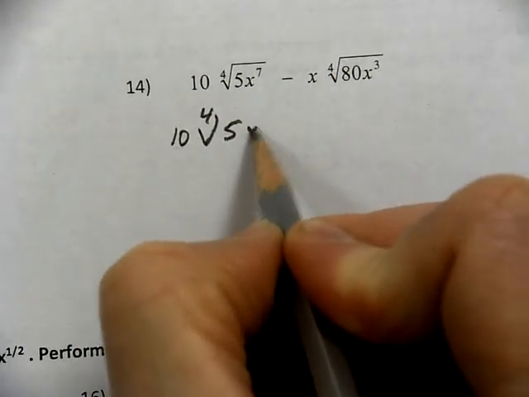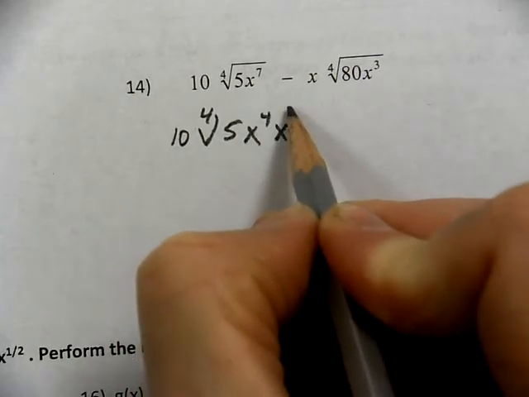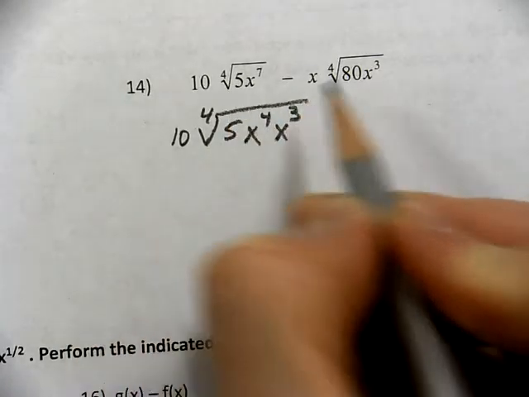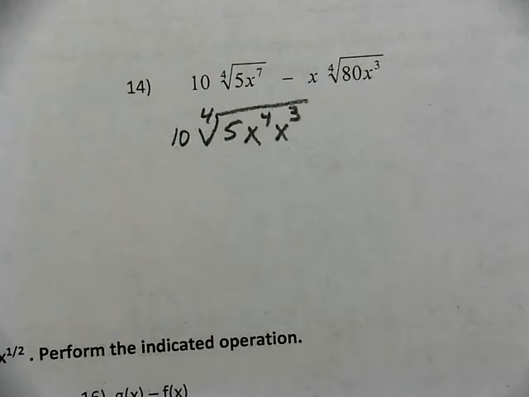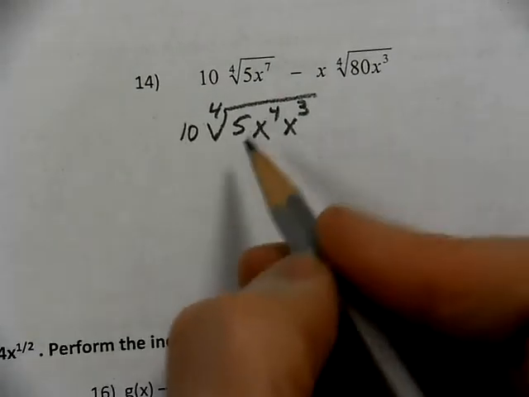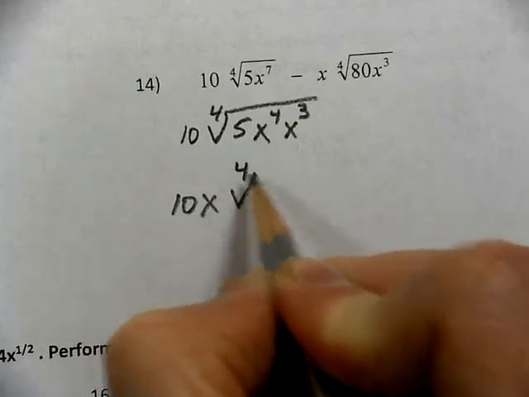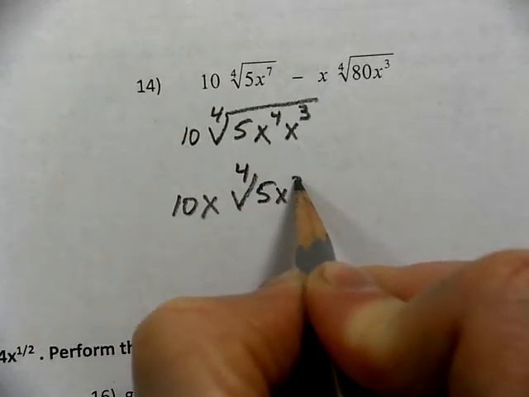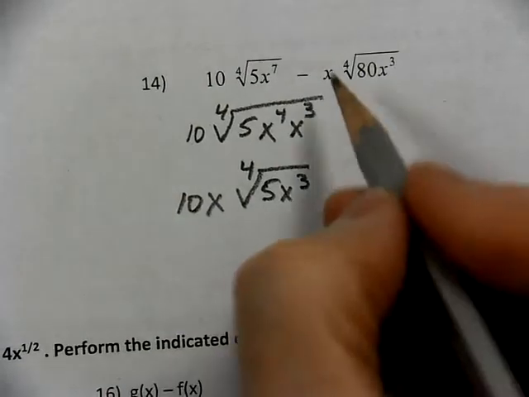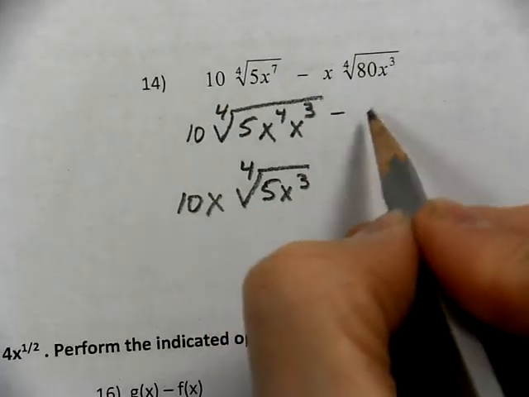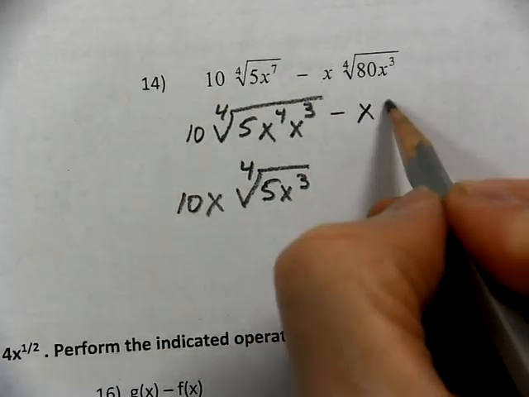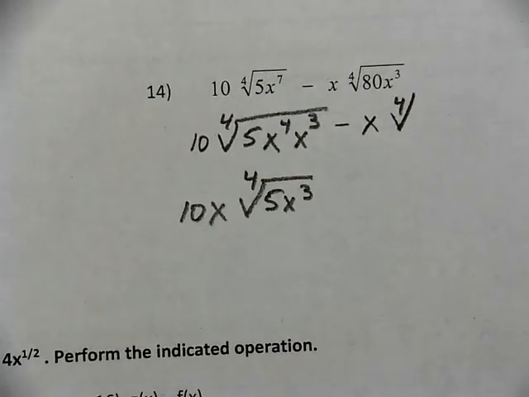The x I can break into 4 of them and 3 of them, because if I have 4 of any one item, I can pull it out. So this is now going to become 10 times x, the 4th root of 5x cubed, minus x, the 4th root.